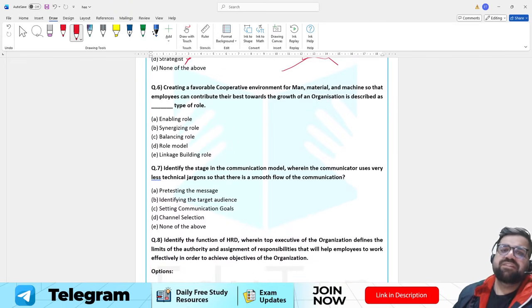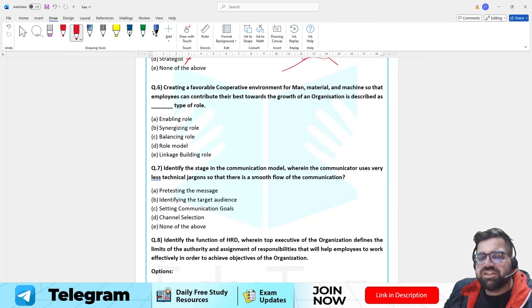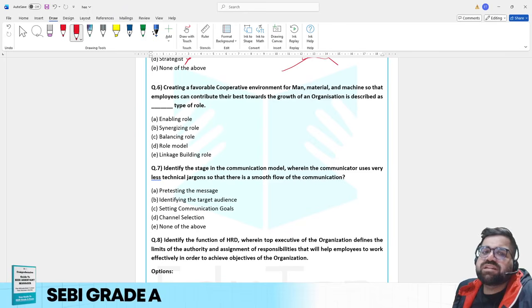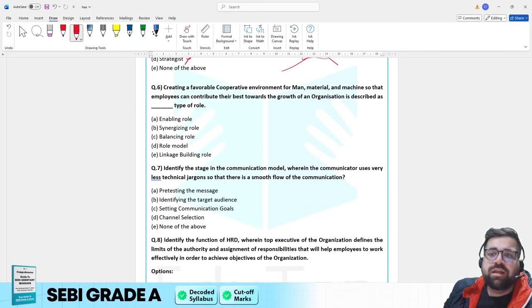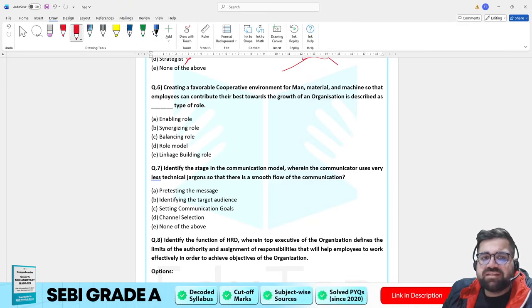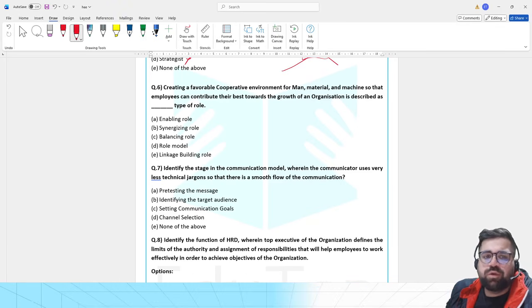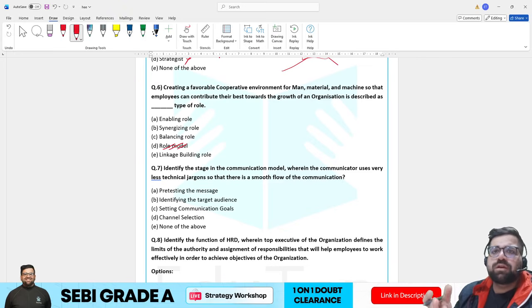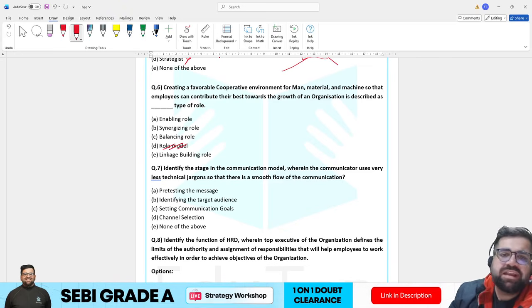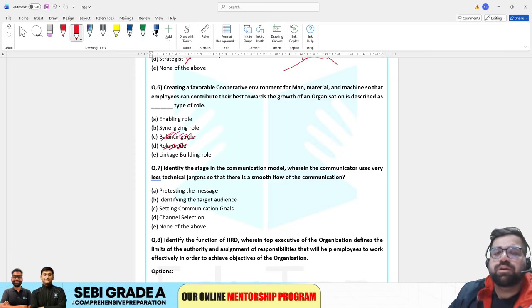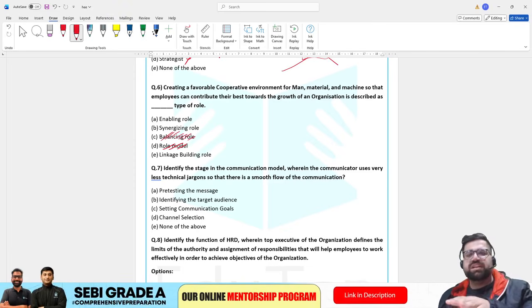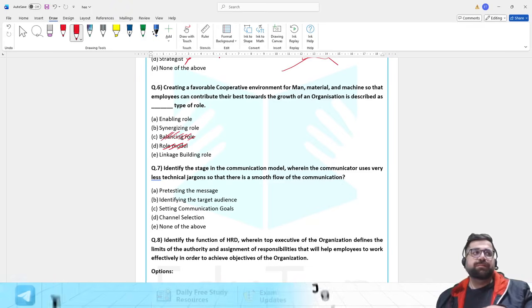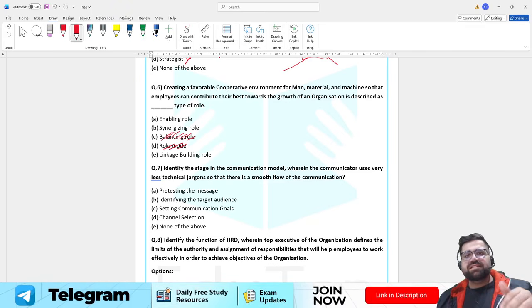Next question. Creating a favorable cooperative environment for man, material and machine so that employees can contribute their best to the growth of the organization is described as a dash role of a leader. Enabling, synergizing, balancing, role or role model. See, role model again never makes any sense because in role model you have to set the examples. Balancing, again, because balancing means you try to balance out the goals of the company as per the profit and society. Profit as in, I want to achieve profit, or rather I want to do good for society.